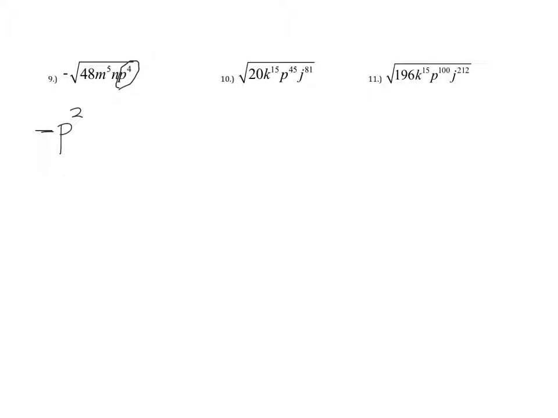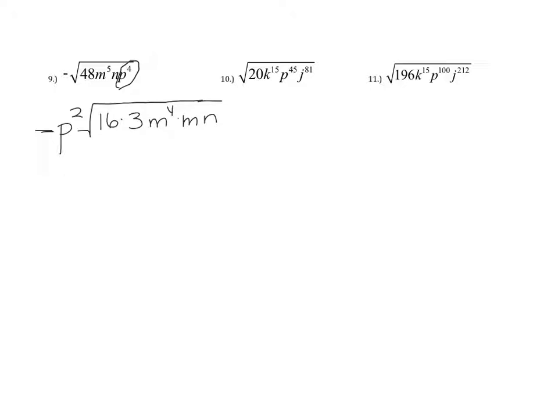And now all of my non-perfect squares, I'm going to try to break them up. So 48 is divisible by 4. It's also divisible by 16, and 16 is the bigger one. So I'm going to start by doing 16 times 3, because 16 times 3 is 48. M to the 5th, I'm going to break into m to the 4th times m. And then the n, I can't break that into anything.